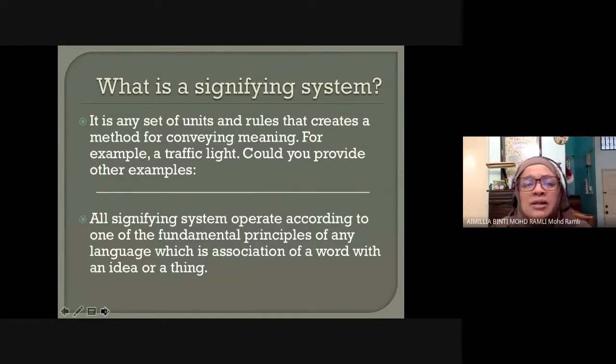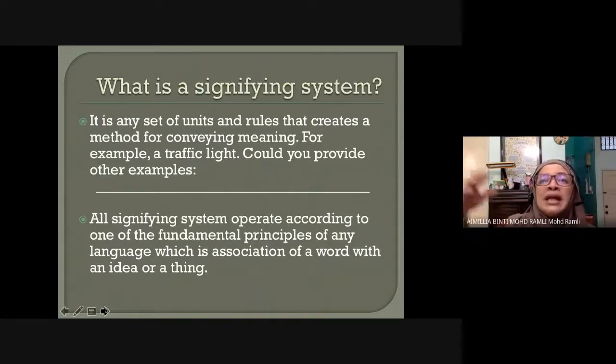For example, a traffic light. A traffic light is a signifying system because the red stands for stop, the green stands for go, and the yellow could be, in Malaysia, better speed up before you have to stop, right? Okay, but it could be otherwise as well. So this is a signifying system. The colors signify something. They mean something. Other types of signifying system could be the sign language that you use. Morse code is another one, when you want to communicate with others and you and your friend are in two separate places. You can communicate via Morse code. Okay, and a Braille code.